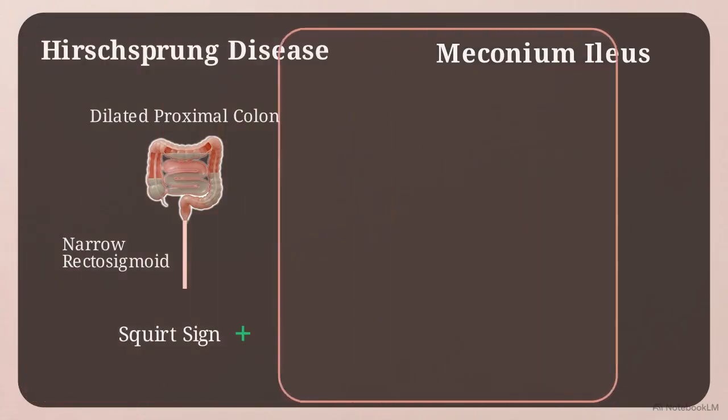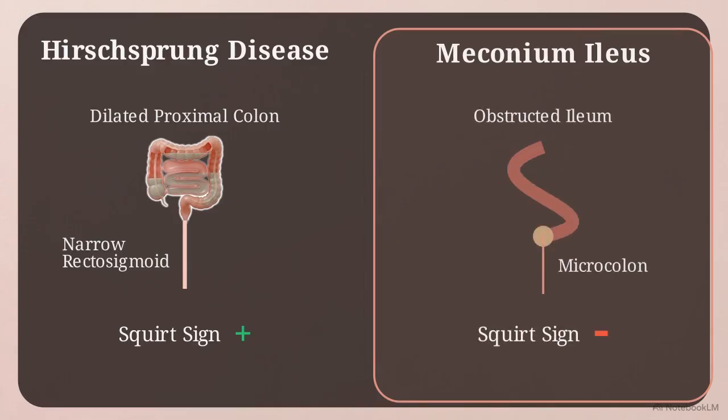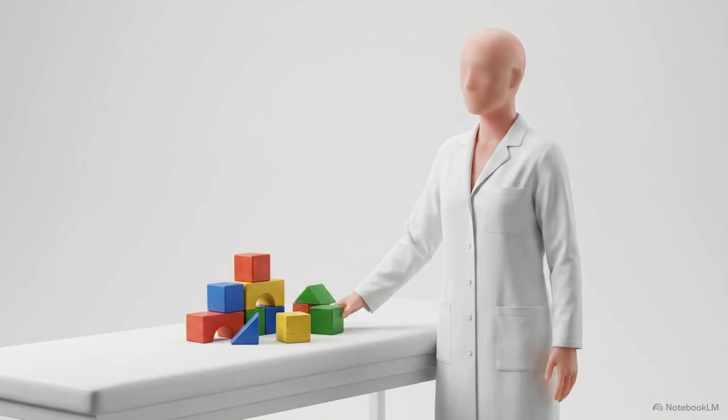on exam. Column 2 shows meconium ileus. Here, the ileum is obstructed by thickened stool, resulting in a microcolon and a negative squirt sign. This condition is exclusively associated with cystic fibrosis. The anatomical level of the obstruction, combined with the presence or absence of the squirt sign, definitively splits these two mimics. In the toddler demographic, ages 6 to 36 months, acquired obstructions become more common than congenital ones.